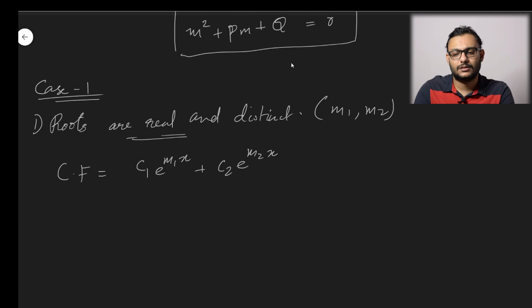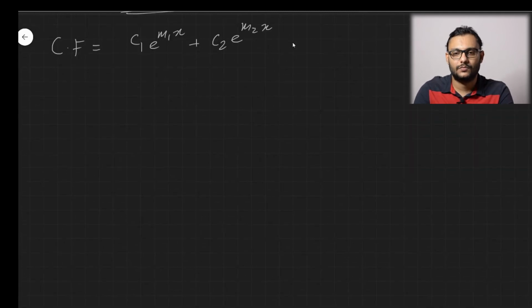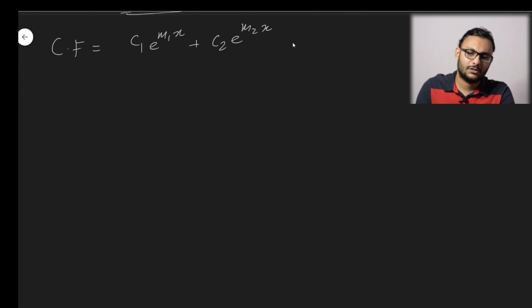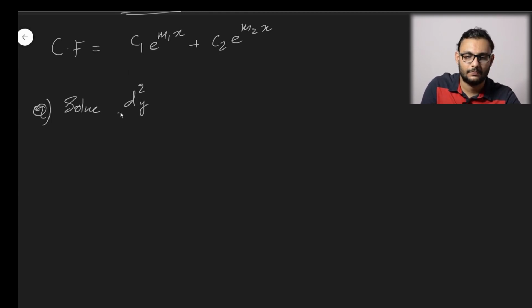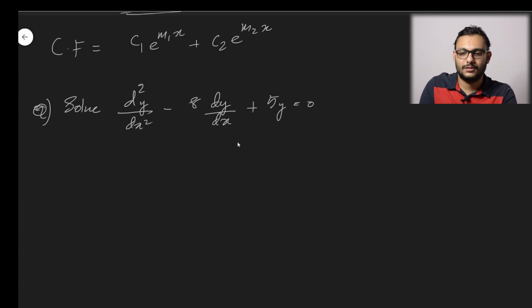Let us discuss an example problem, then we will get a much better idea about this solution. So the question is: solve the differential equation d square y by dx square minus 8 into dy by dx plus 5y equal to 0. This is itself a homogeneous differential equation because on the right hand side we can see 0.